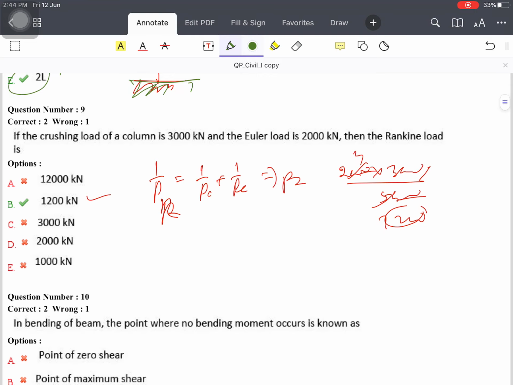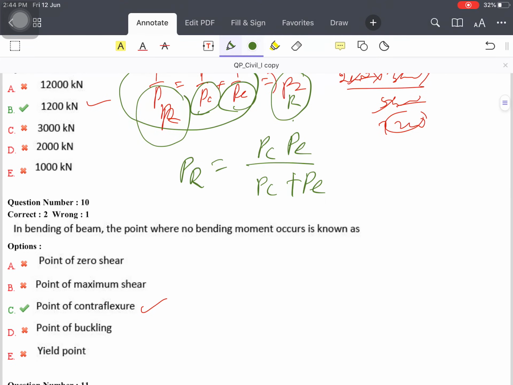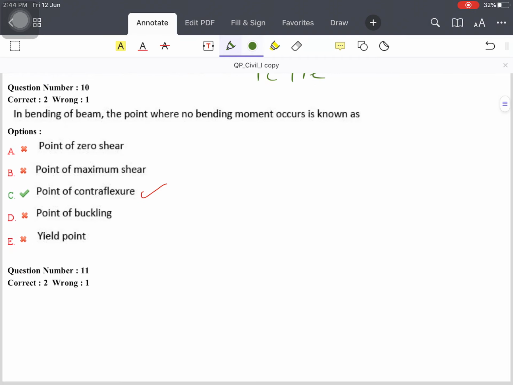Question 9. If the crushing load of a column is 3000 kN and the Euler load is 2000 kN, then the Rankine load is, so this is the formula, this is P Rankine, this is P Euler's, this is crushing load. From here we can calculate Rankine load. PR equals PC into PE by PC plus PE. Value comes out to be 1200 kN.